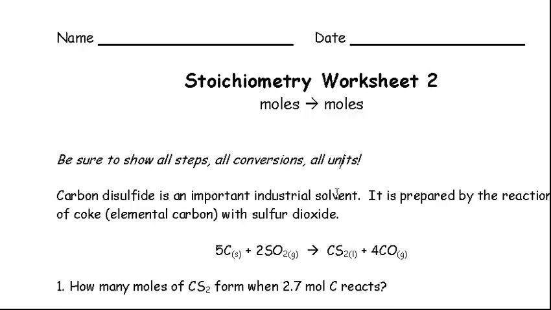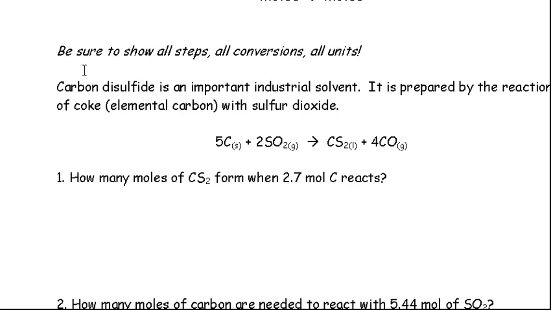And the first problem, I'll just talk you through it. It says be sure to show all steps, all conversions, all units. So please be sure to adhere to that, because when the first quiz comes around, and certainly on the test, you will be graded on showing your work, showing the conversion factors and units. So the first problem deals with this chemical reaction here. It gives you a little background, tells you that carbon disulfide is an industrial solvent, and here's the reaction.